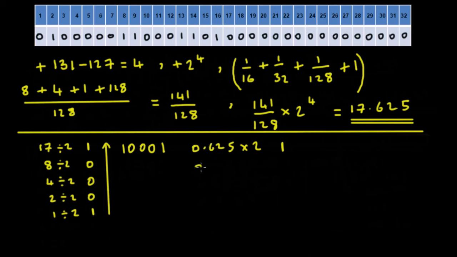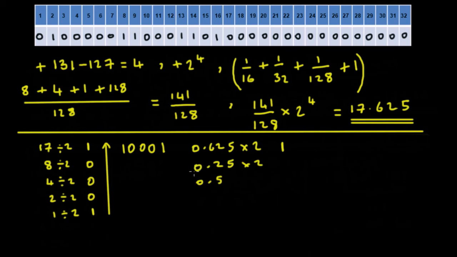Okay, so it's going to be 0.25. So just to be clear again, we've multiplied that by 2 and it's given us 1.25, but we take the 1 over here and we're just left with a 0.25. So we multiply this by 2 and it's going to give us a value of 0.5.